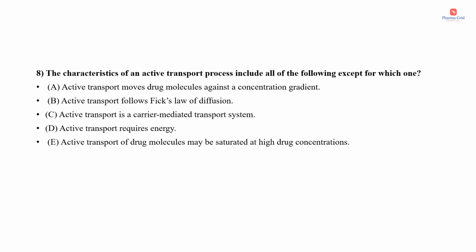Question number 8. The characteristics of an active transport process include all of the following except for which one? In the question, they have asked us about the wrong statement regarding active transport. The options are: active transport moves drug molecules against a concentration gradient; active transport follows fixed law of diffusion; active transport is a carrier mediated transport system; active transport requires energy; active transport of drug molecules may be saturated at high drug concentrations.